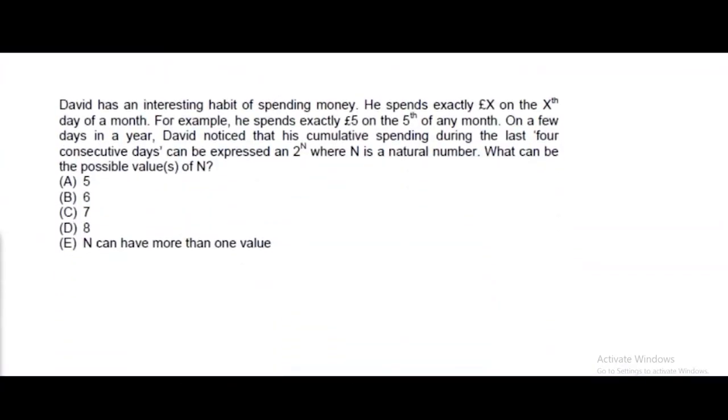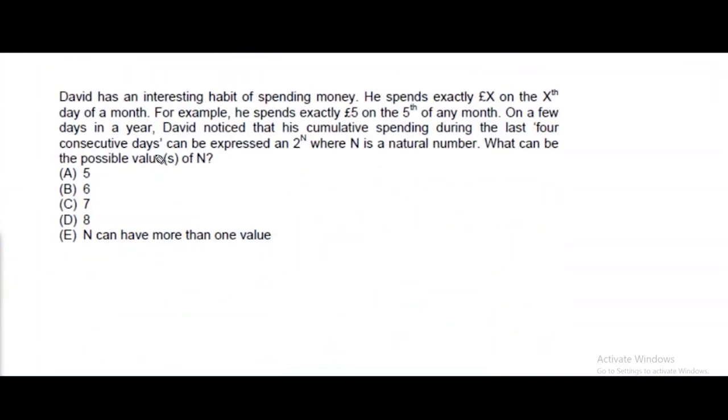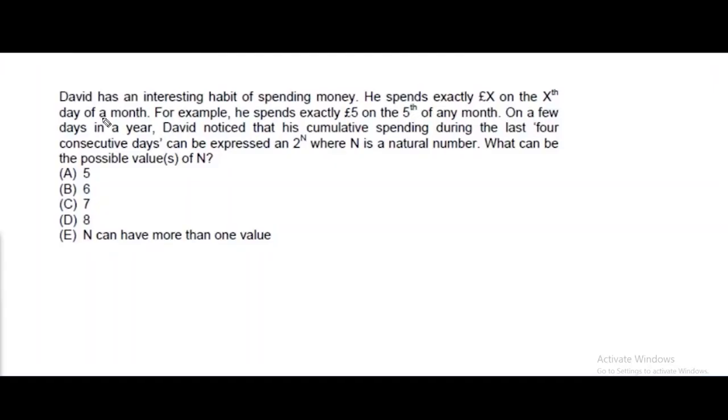Okay, one more question. The question says, David has an interesting habit of spending money. He spent exactly X pounds on the X day of the month. For example, he spends exactly £5 on the 5th of any month. On a few days in a year, David noticed that his cumulative spending during the last 4 consecutive days can be expressed as 2 raised to power n, where n is a natural number. What can be the possible value of n?